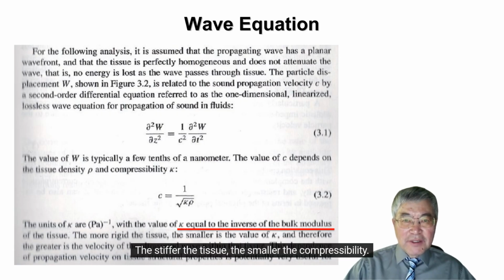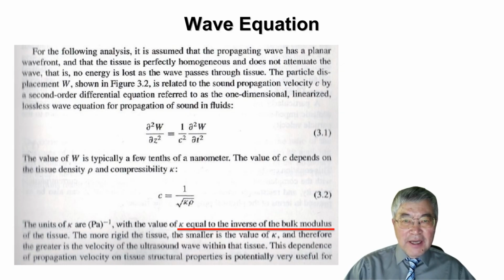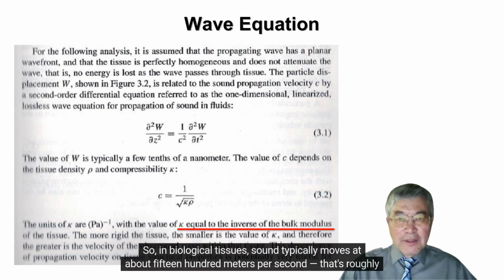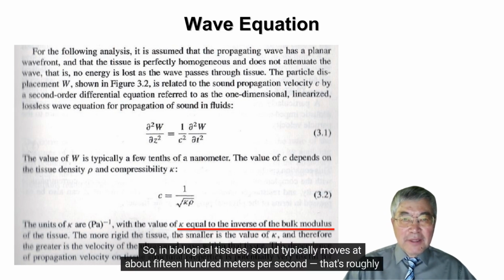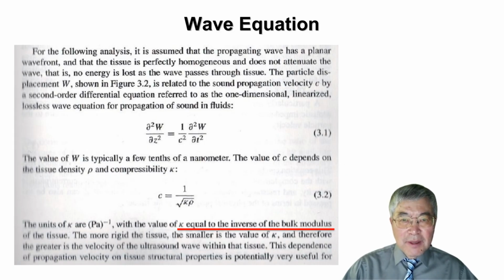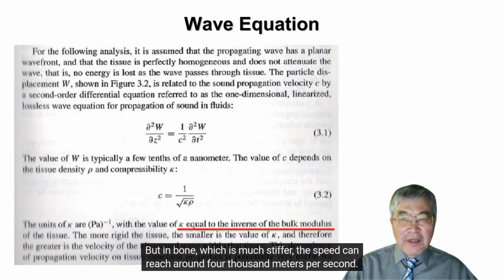The stiffer the tissue, the smaller the compressibility. And when compressibility is small, the wave travels faster. So, in biological tissues, sound typically moves at about 1500 meters per second. That's roughly the speed in soft tissue or water. But in bone, which is much stiffer, the speed can reach around 4000 meters per second.